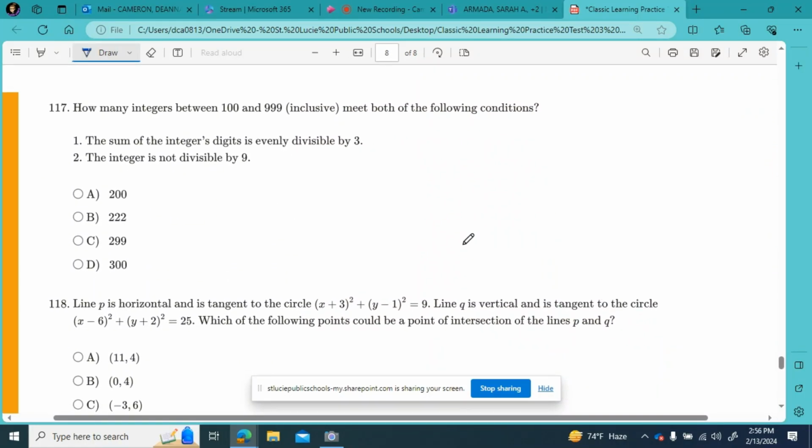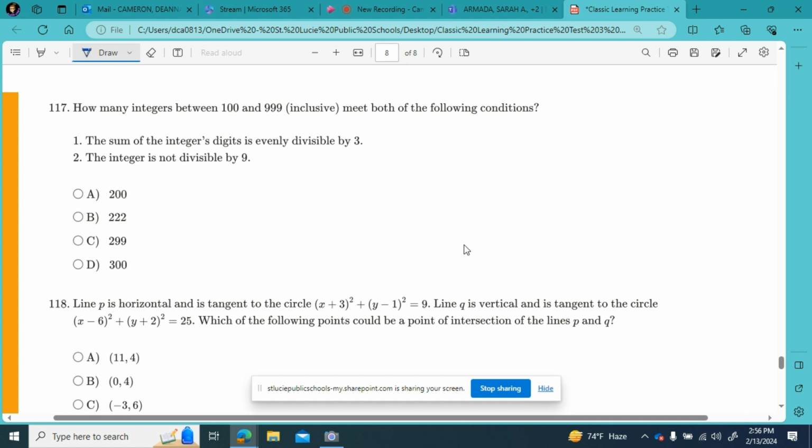And we left off on question number 117, which says, how many integers between 100 and 999 inclusive meet both of the following conditions? 1. The sum of the integer's digits is evenly divisible by 3. And 2, the integer is not divisible by 9.